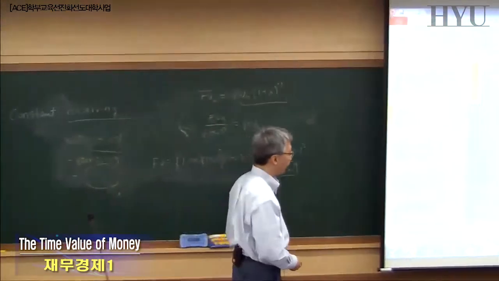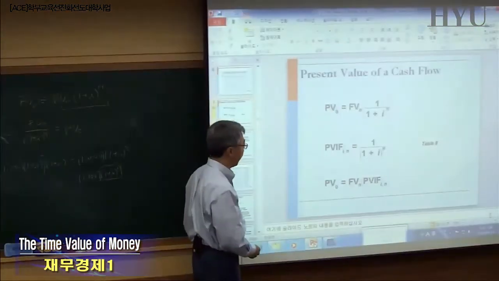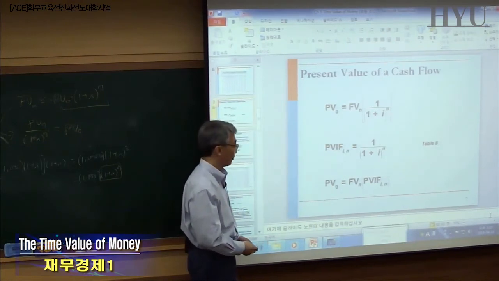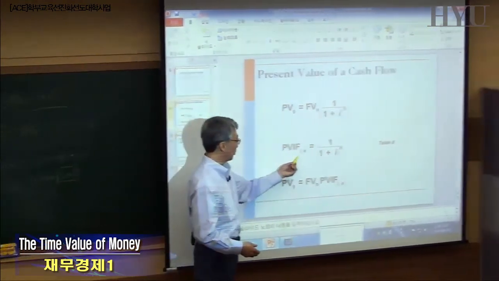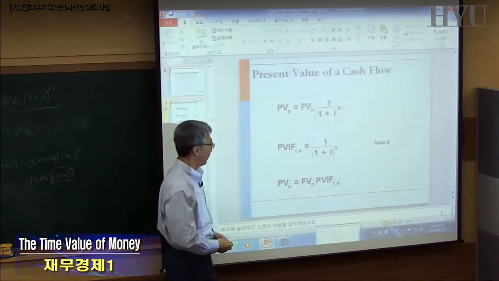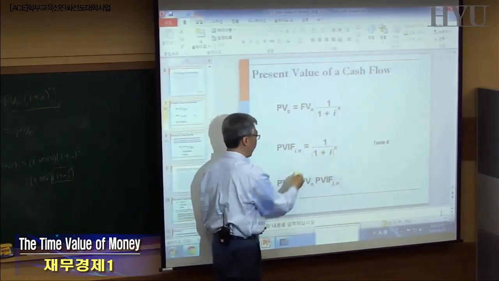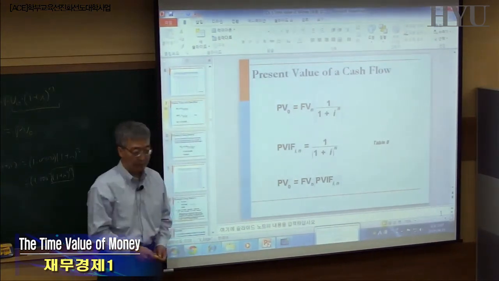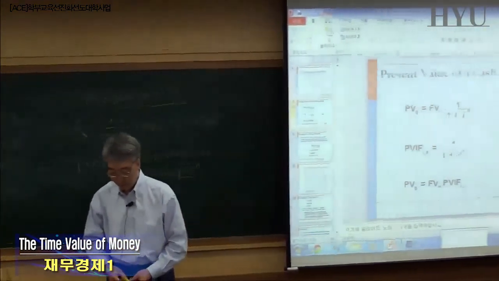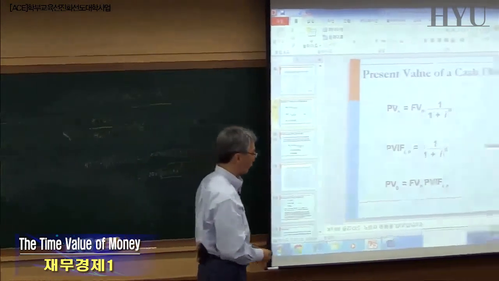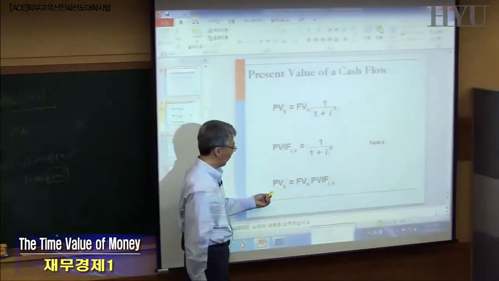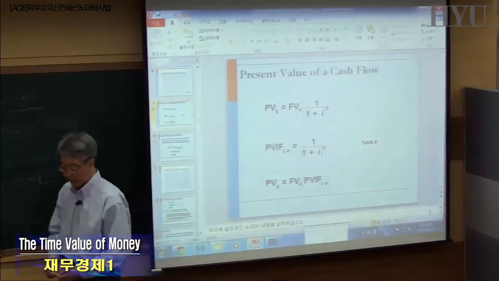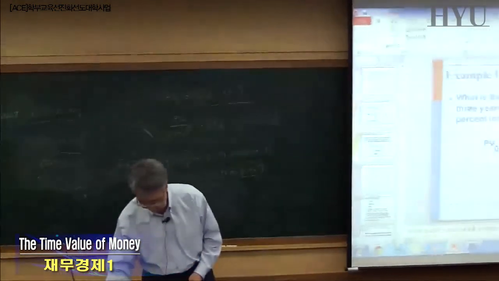Just like FVIF, we can talk about PVIF, the present value interest factor, at a given interest rate and number of periods. That's simply 1 divided by (1 plus I) to the power of n, and that's table 2. So in case you need to calculate the present value, you can simply multiply the future value by the PVIF, and you can easily calculate it.